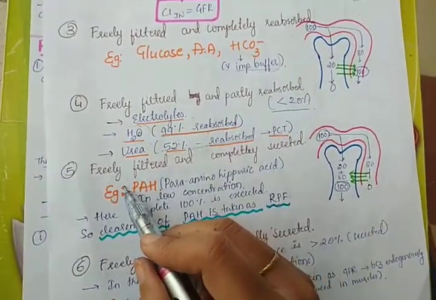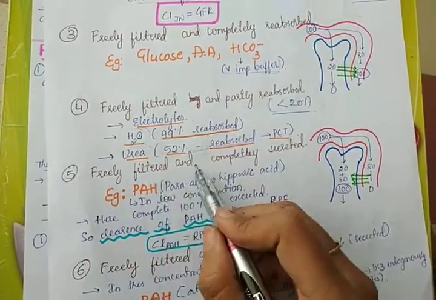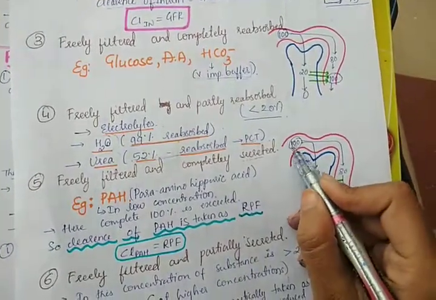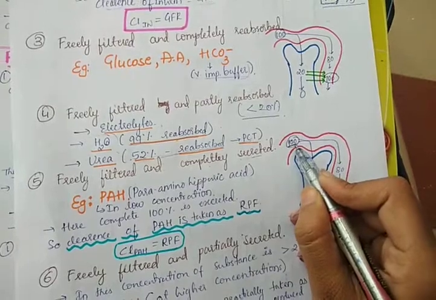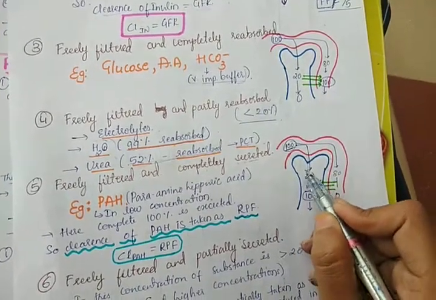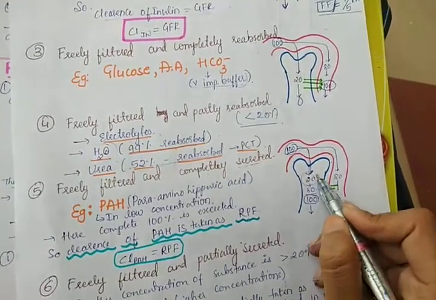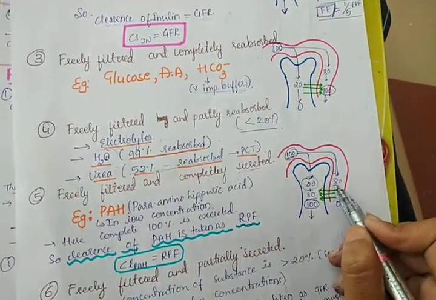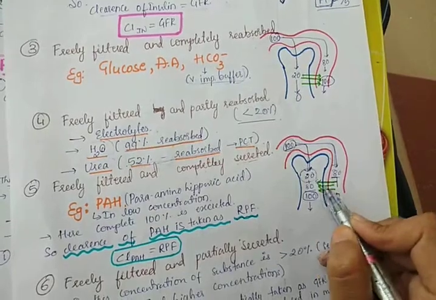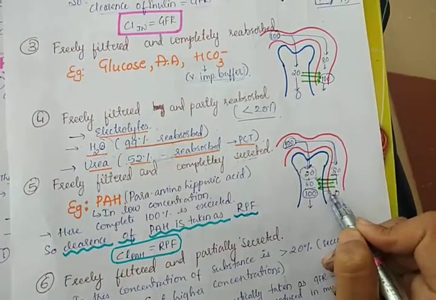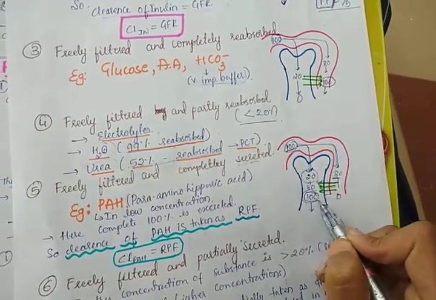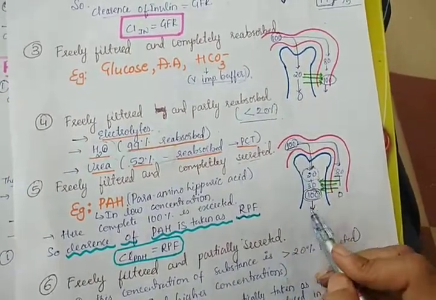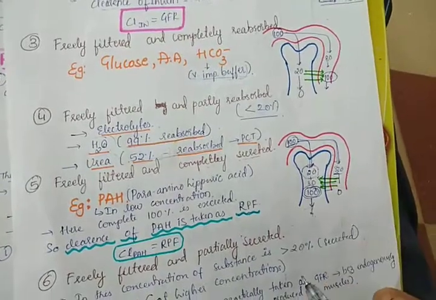The fifth substances are freely filtered and completely secreted. That is, if 100% is present in the plasma, 20% will be filtered into the nephron and 80% will be present in the capillaries. Now this 80% is secreted back into the nephron, so totally forming 100% in the nephron. So the total amount is excreted into the urine.